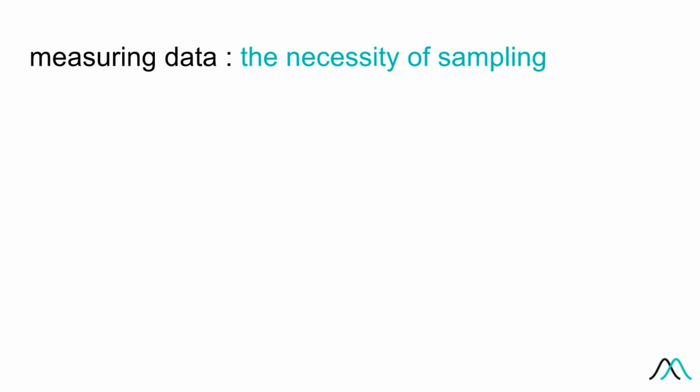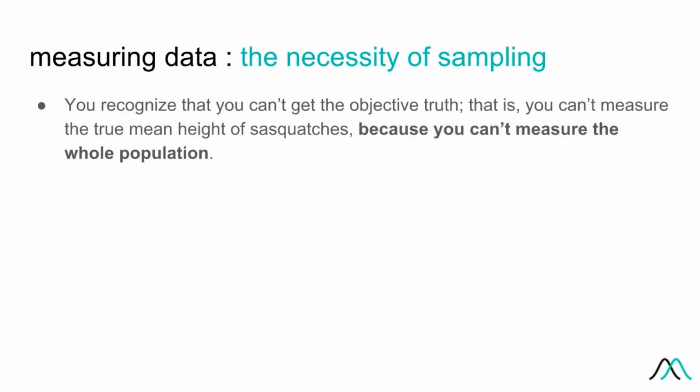So back to our problem. You know that you don't have access to the objective fact you're trying to measure. That is, you can't measure the true population height because you can't measure the whole population. The upshot is you're stuck with your sample. You only have your sample data to work with. So how does sample data behave? That is, how accurately can it reflect its population?